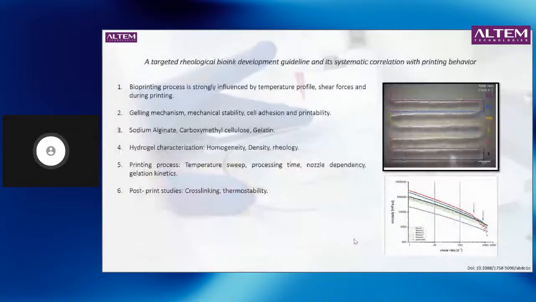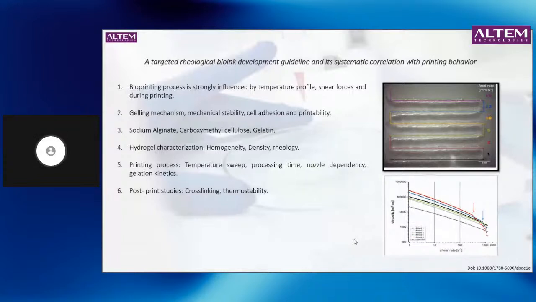So this is one example. This is a targeted rheological bioink development guideline, giving a systematic correlation between the printing and how different factors contribute to the behavior of printing. So, the bioprinting process is strongly influenced by temperature profile and shear forces, and these two play a very important role when it comes to printing in general. Gelling mechanism, mechanical stability, cell adhesion, and printability are also factors.